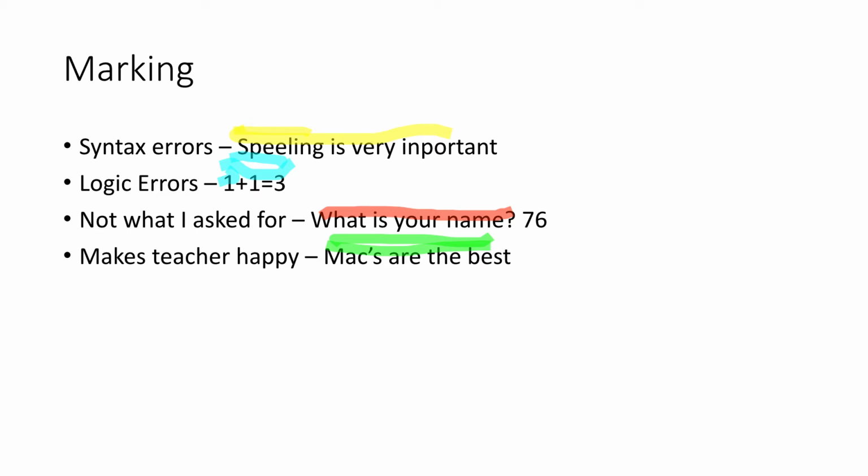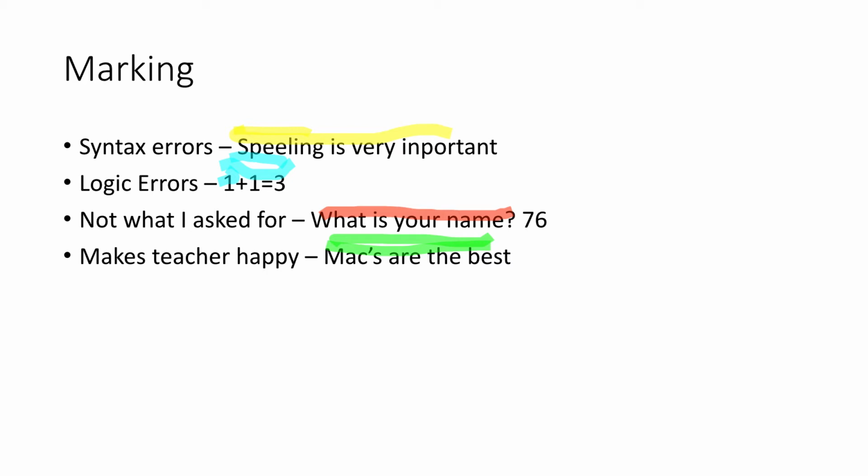If it's not what I asked for, if you've done totally the opposite thing, I'll put it in red. And finally, if it makes me happy, oh yeah, that's good work, I like that, and I get a nice warm feeling, I'm going to highlight in green to say, yeah, that's nice, well done. All your work will have ticks and crosses on it to show you what's good and what's bad, and detailed comments on your work will appear on the VLE. Okay, so it's all nice and simple.